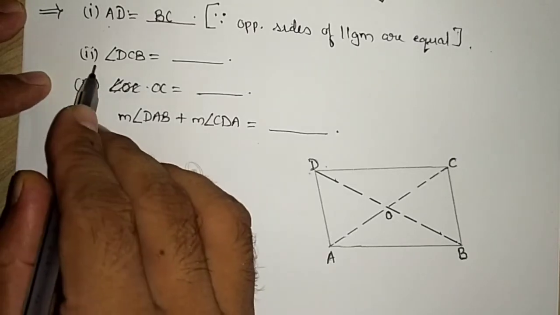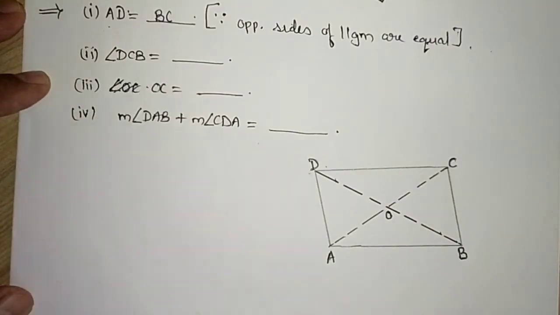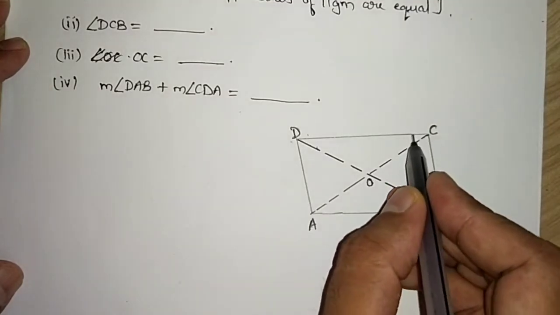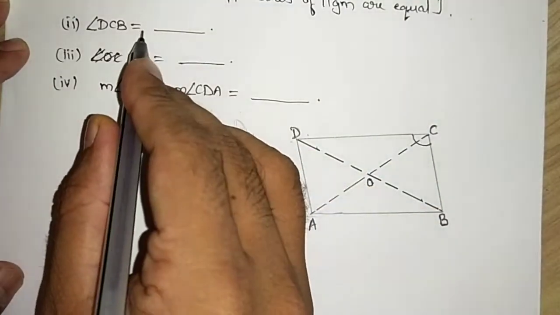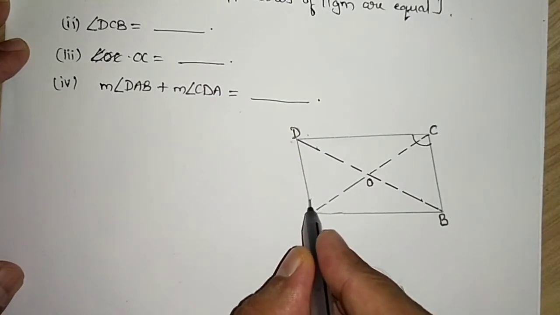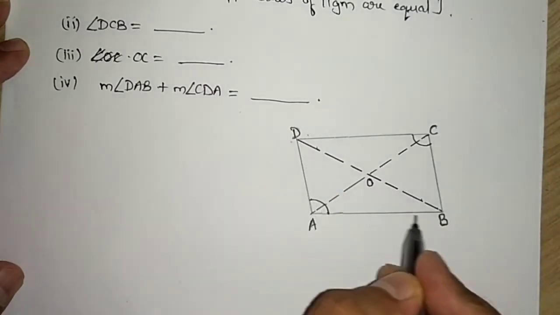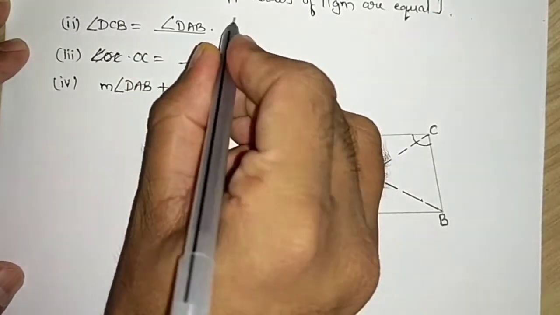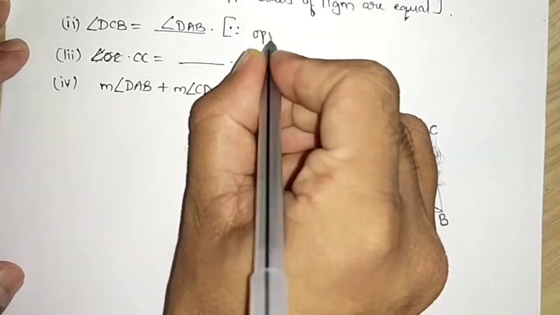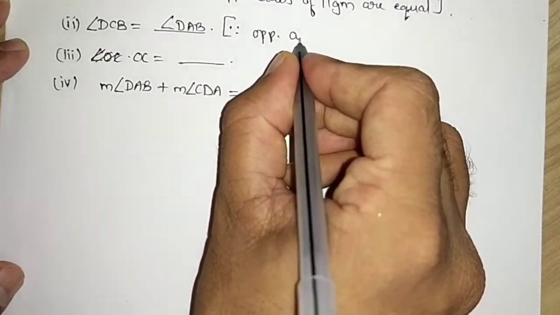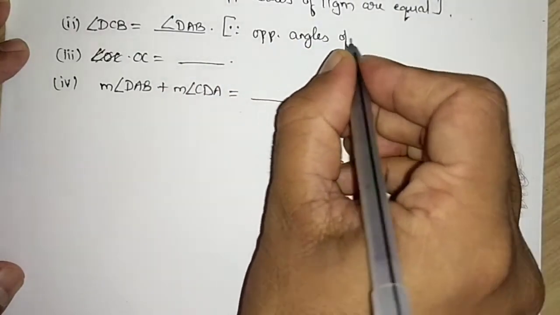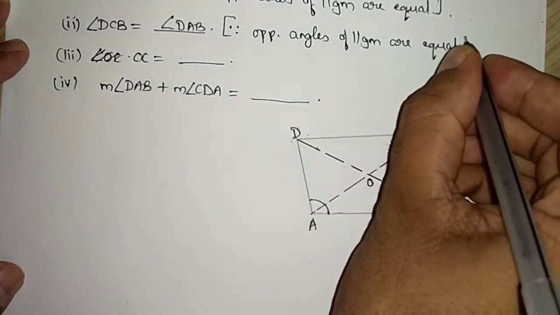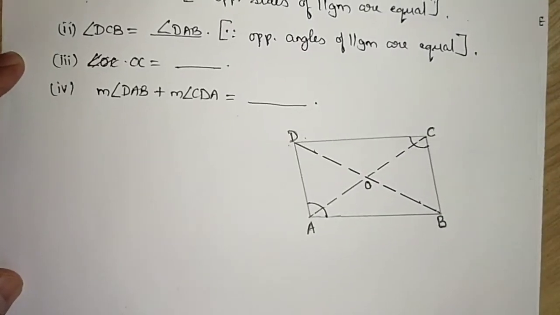Now question number 2, angle DCB. Let us see where is DCB. Angle DCB, that means this angle, will be equal to which angle? Will be equal to this angle DAB. Why? Angle DAB, because opposite angles of parallelogram are equal. This is the property of parallelogram.